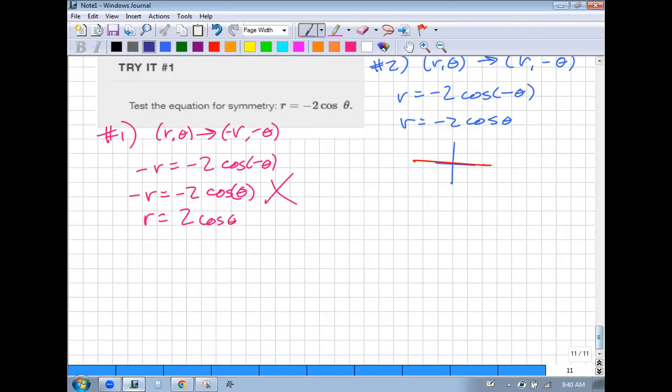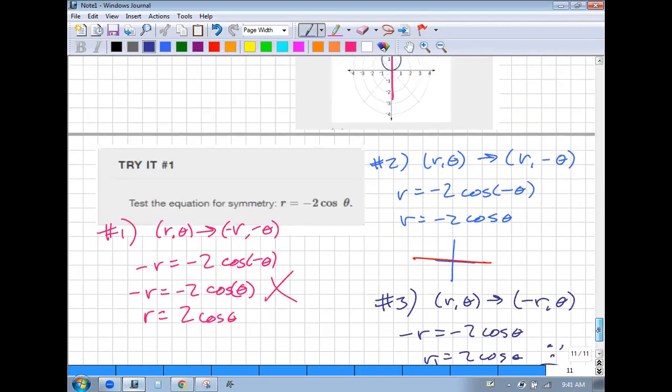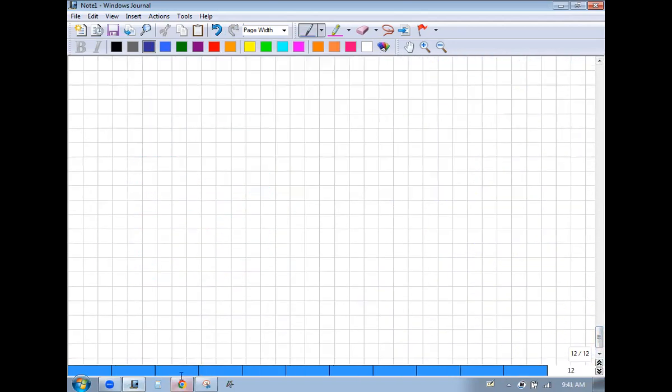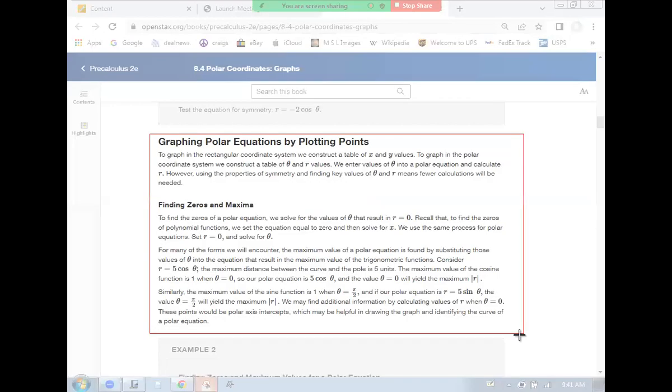And number 3, just replace the r with its negative. We have negative r equals minus 2 cosine theta. The minuses would cancel. This is not the same as that because this one has a minus and this one doesn't. So we don't have symmetry about the origin. Okay. And the symmetry stuff is to help us with our graphing, right?